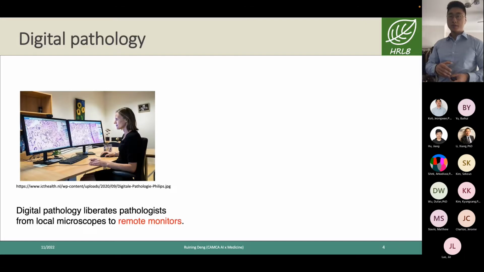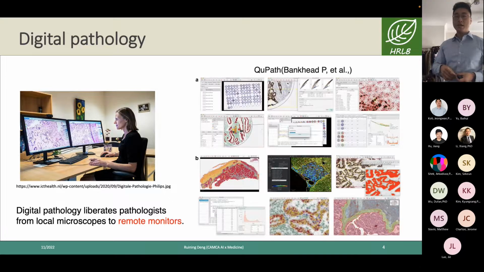However, with improvements in computers, digital pathology liberates pathologists from the local microscope to remote monitors. As you can see, pathologists can now use software on computers to do pathological image quantification and analysis from home. Here is a very popular software called QuPath. As you can see, there are a lot of functions that pathologists can use for pathological image quantification and annotation.